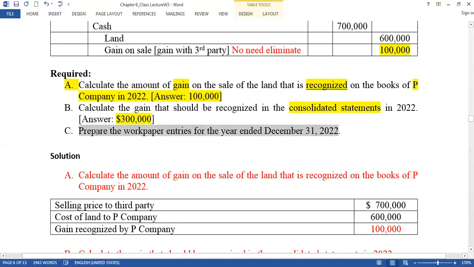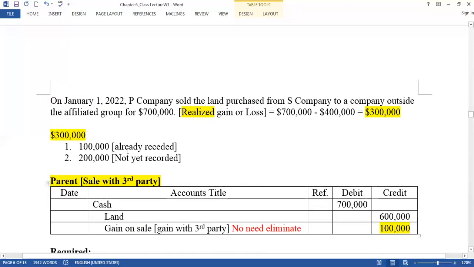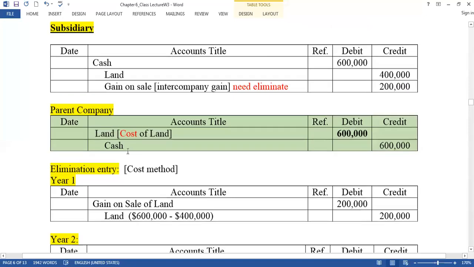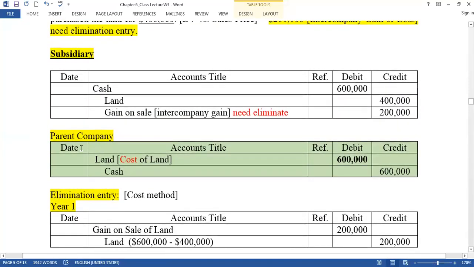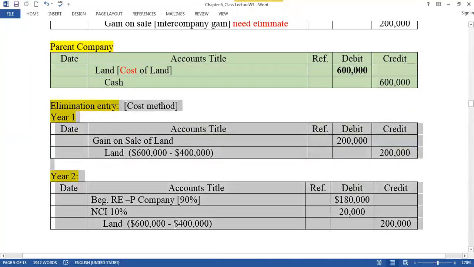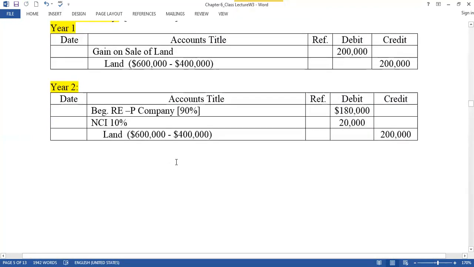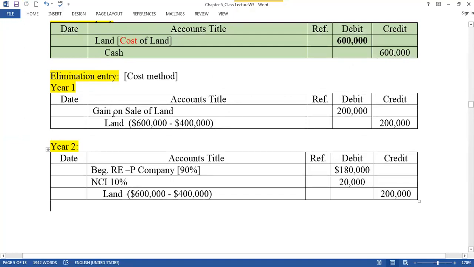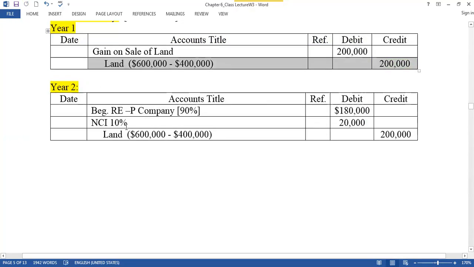Now we need to do some work paper entries. So here, this is the work paper entries. You know that this is the elimination. Elimination entry is the work paper entry, right? So I will show you some journal entries here. We eliminate our intercompany loss or gain. We make our land in the original shape, and this is for another year.